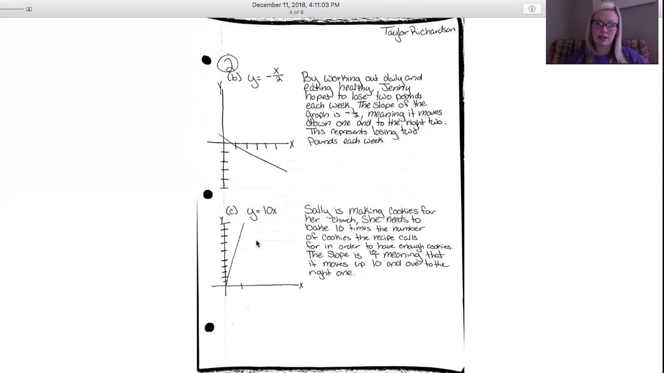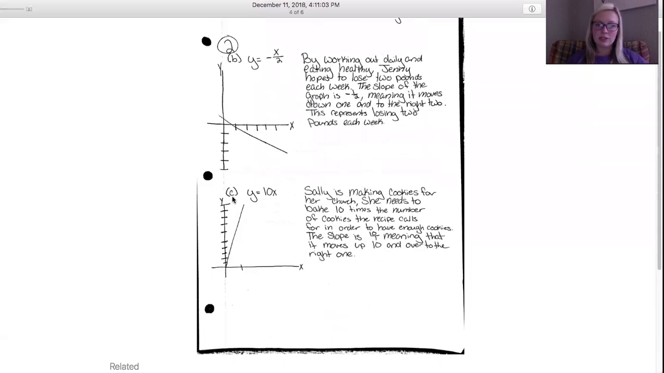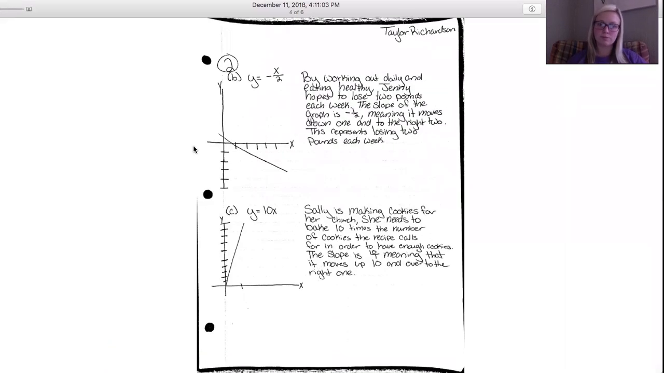the equation we're given is y equals 10x. And the reason I came up with is that Sally is making cookies for her church, and she goes to a big church, so she needs to bake 10 times the number of cookies that the recipe calls for in order to have enough cookies for all her people at her church. And so the slope of this graph is 10 over 1, meaning that it moves up the y-axis 10 points and to the right 1 as the line moves.